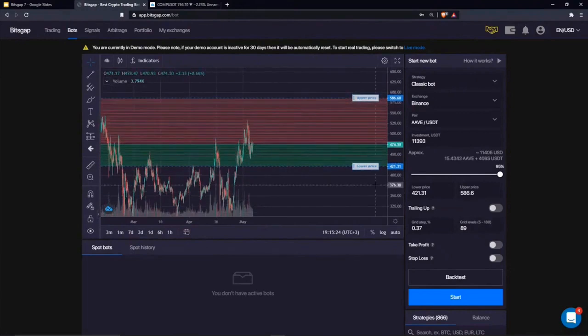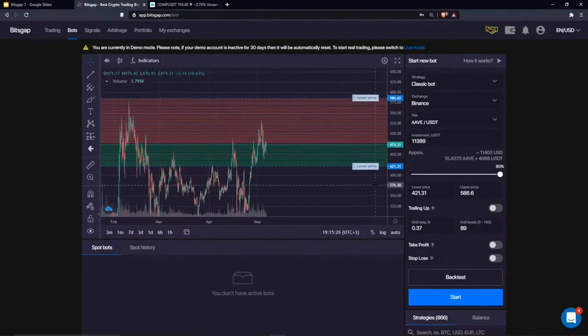Now the next thing for you to define is the amount of grid levels that you want to have in this trading range, because the more grid levels you put, the larger investment is required, because each grid level requires a certain minimum investment. And on Binance, for example, for the vast majority of cryptocurrencies, the minimum trade size for the limit order is $10. So that's why the more grid levels you have, the larger your investment should be.